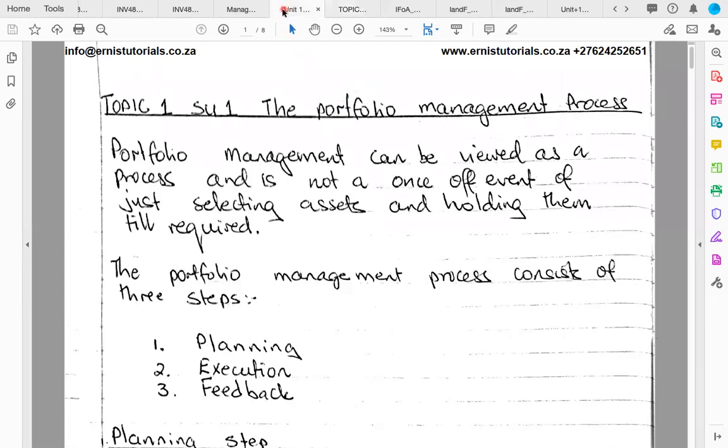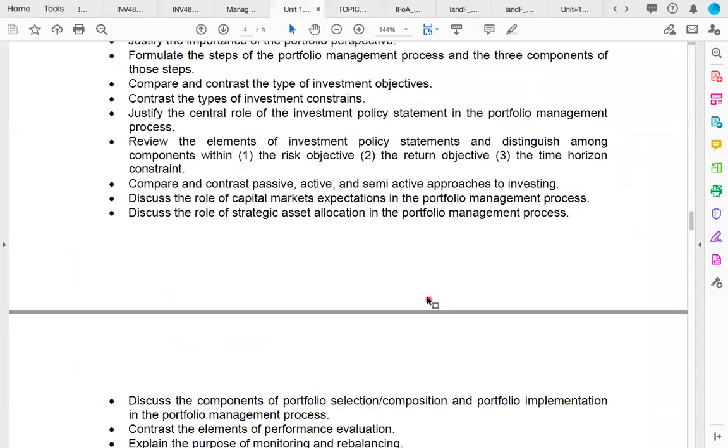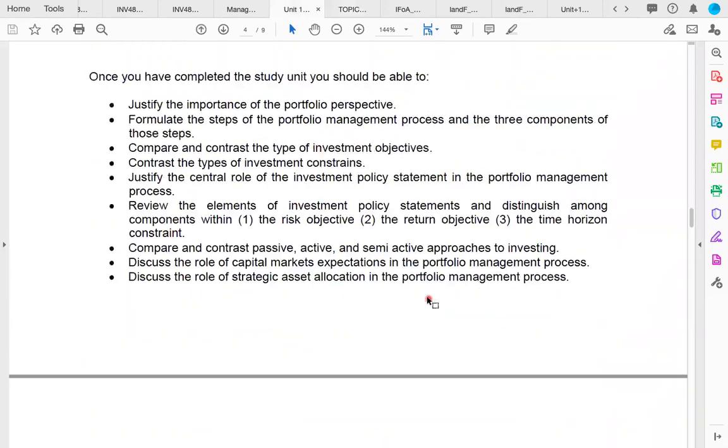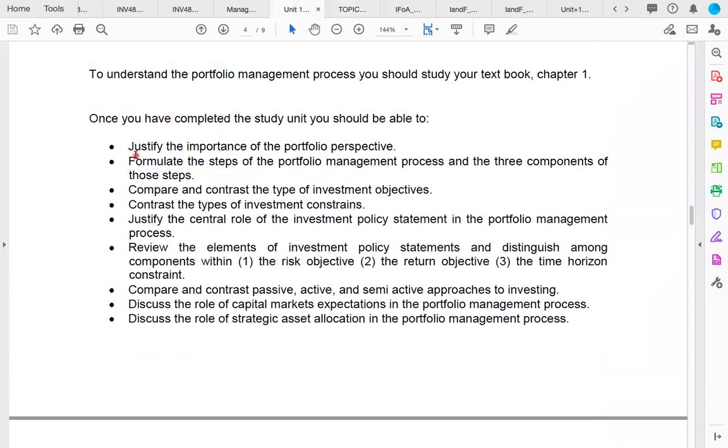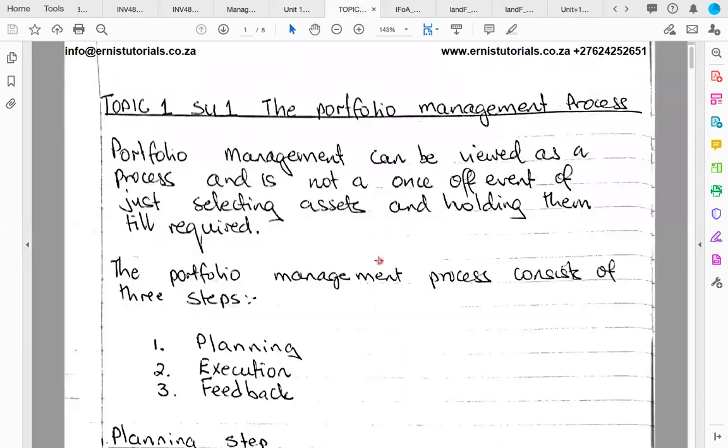And according to the handouts provided by your lecturer, you need to be able to justify the importance of the portfolio perspective. The portfolio perspective is very important. It's a way for an investor to minimize their risk by benefiting from diversification benefits.